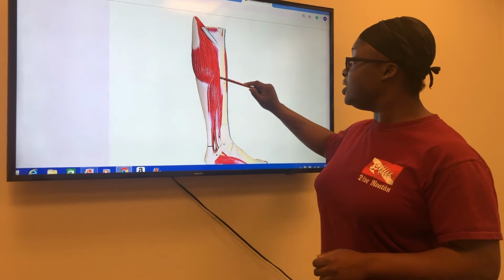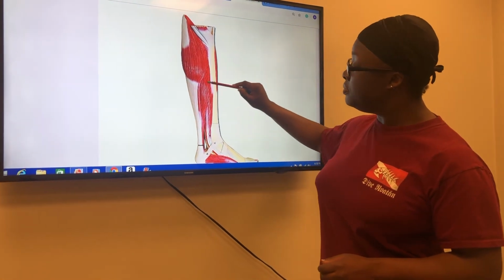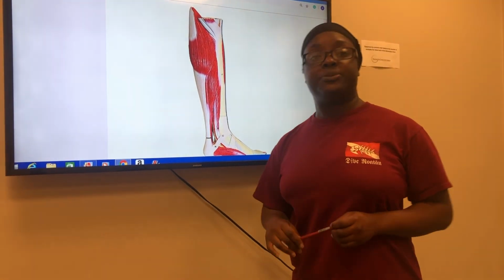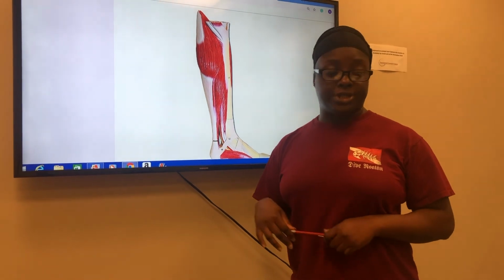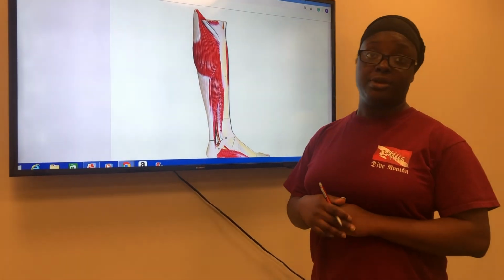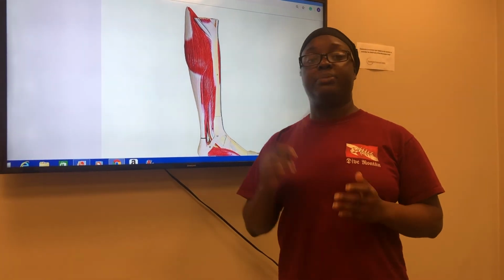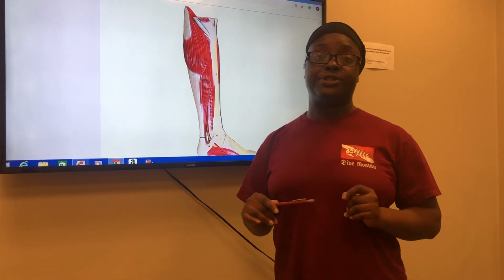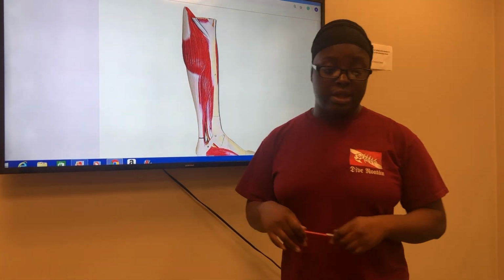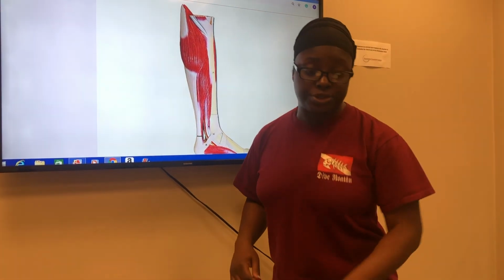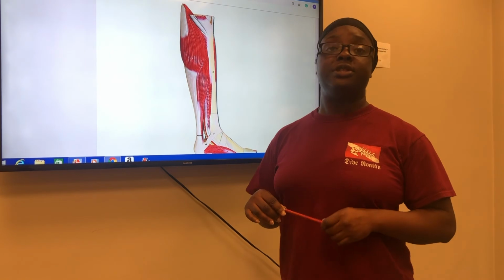The next muscle is the soleus. The origin is in the superior tibia. The insertion is the posterior calcaneus. The action, it is the plantar flexor of the foot, important to locomotion, and the nerve is the tibial nerve.